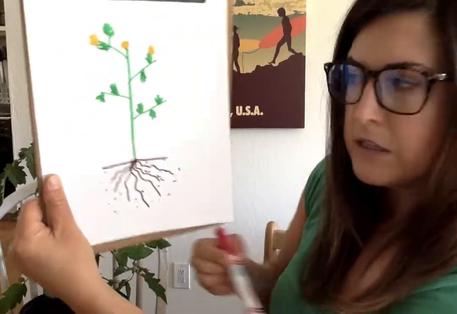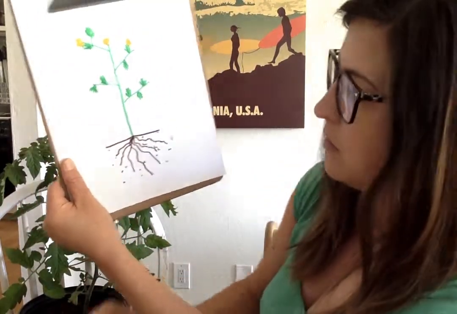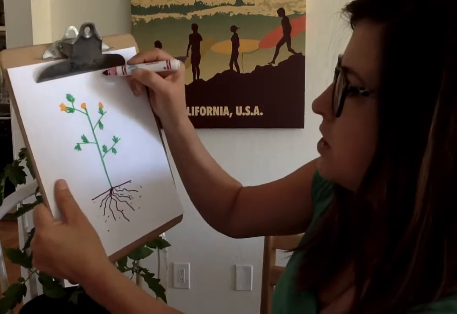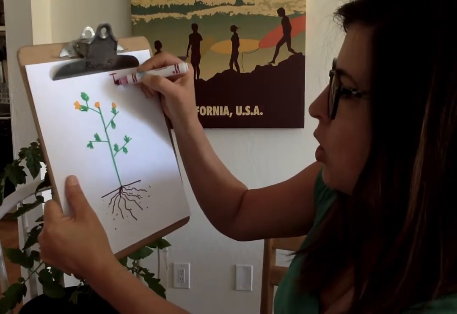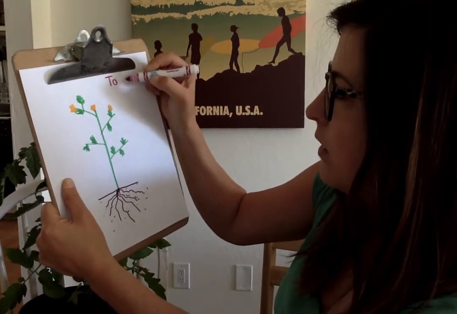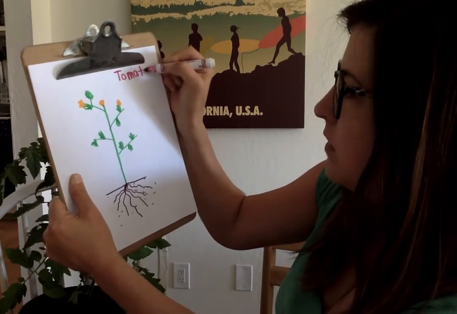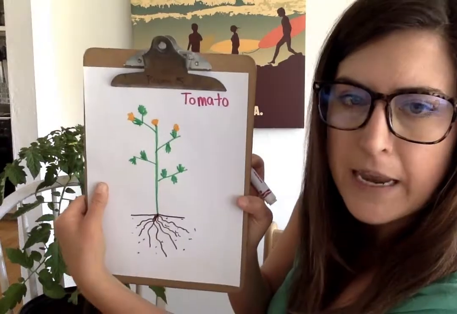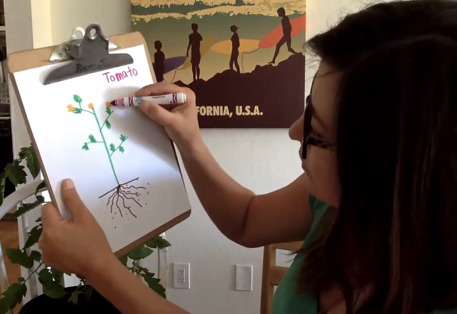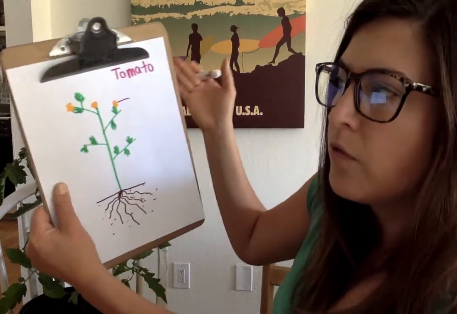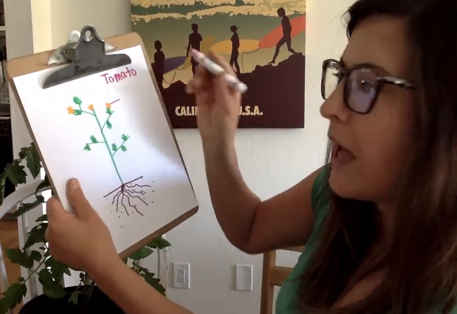So now I'm going to pick a different color to write my labels. I should probably say what kind of plant this is. Tomato. Kind of a funny word, tomato. Then I'll carefully draw a line. Flowers. Flowers.